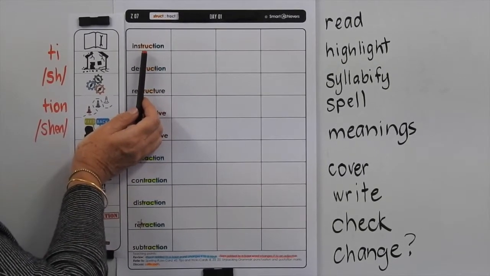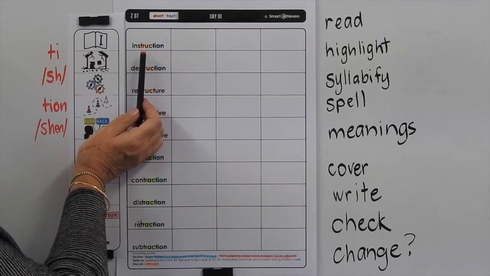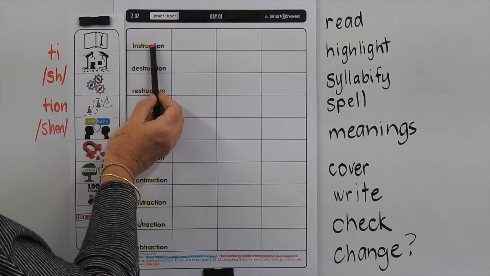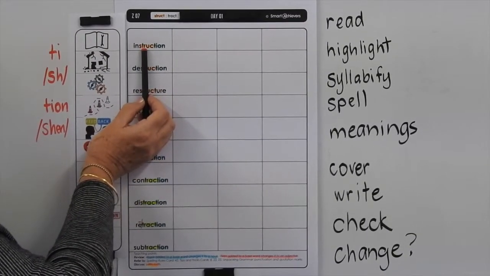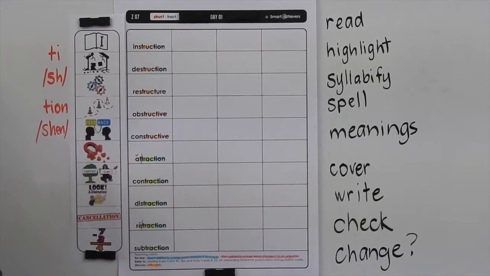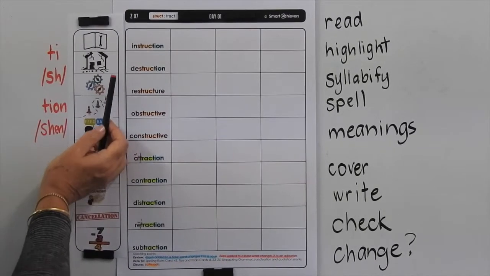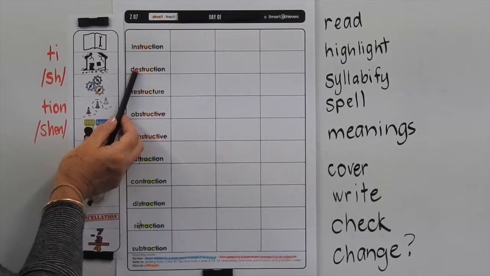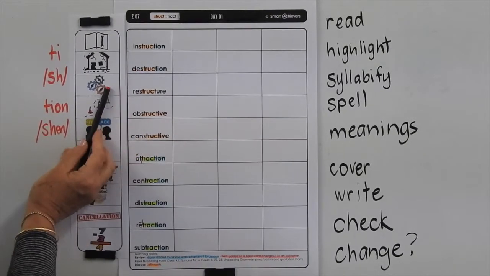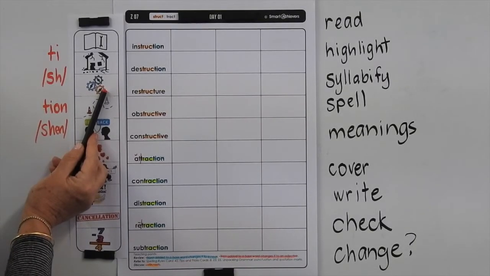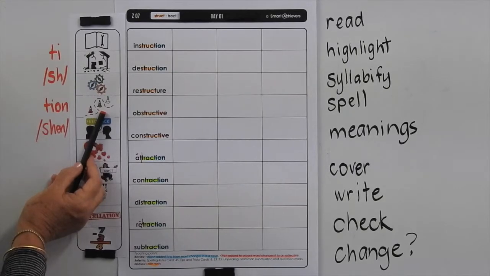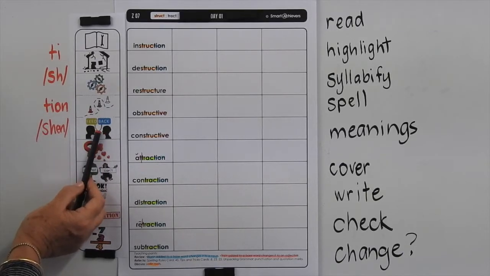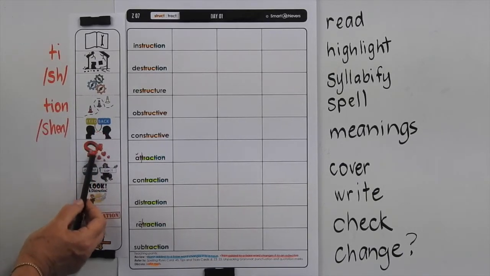So instruction, so the word struct means build, so just be aware of that as you're going through each of these. But instruction is an order or a direction. It's detailed information on how something should be done. Destruction is damaging something that can't be repaired. Restructure is to change or restore the structure of something. Obstructive means causing a blockage or a deliberate difficulty. Constructive means having a useful purpose.